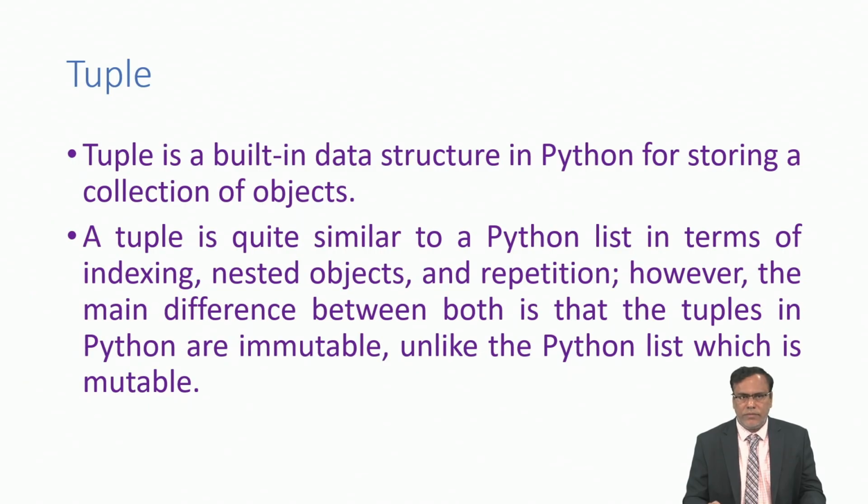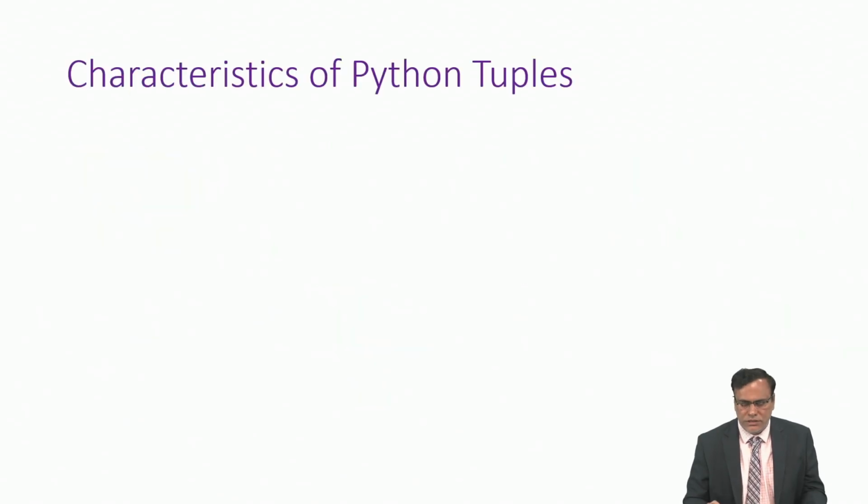What do you mean by this? Mutability and immutability. We know that lists are mutable. Mutability means the content of a list can be changed. Tuples are immutable. Immutable means the content of a tuple cannot be changed. That is the major difference between tuple and list. Like list, tuples are also ordered. The major difference is lists are mutable and tuples are immutable.